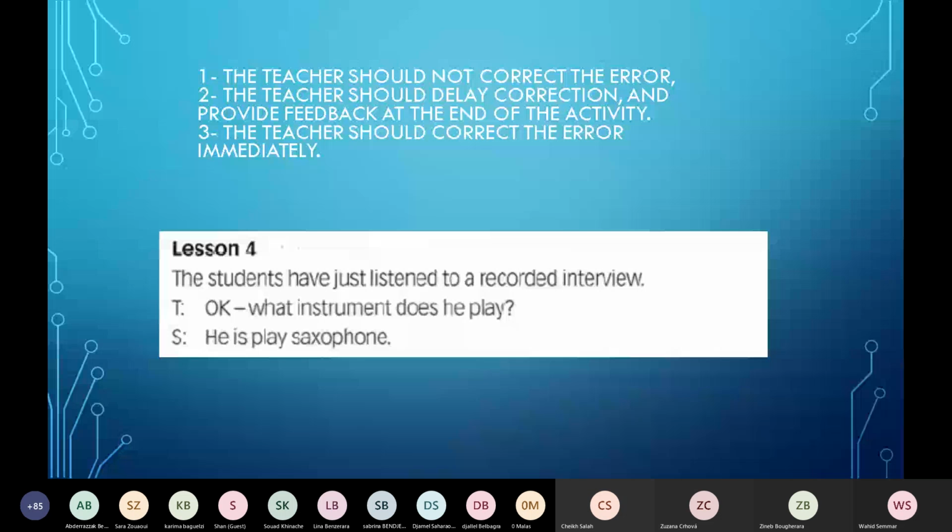Anyone? Okay, go ahead, Shan. So I wouldn't correct it immediately because the student is using the present tense, not present simple. Should be using the present continuous. So because he's using the present tense, I wouldn't correct it immediately. I would give feedback later.